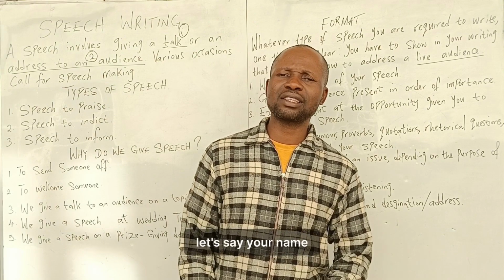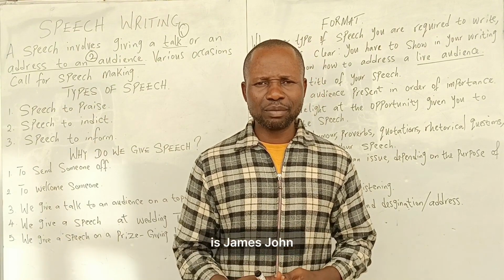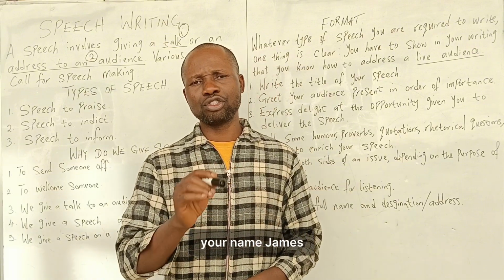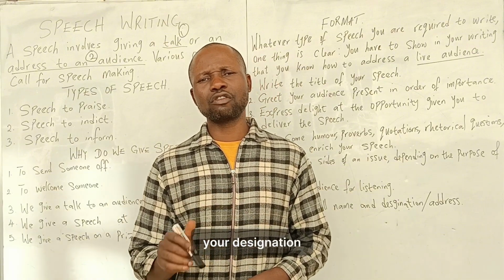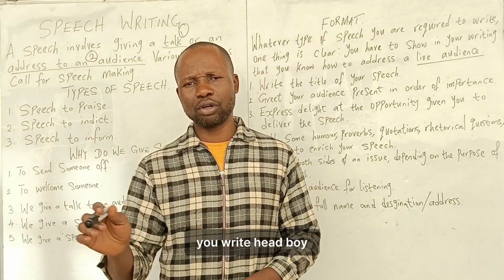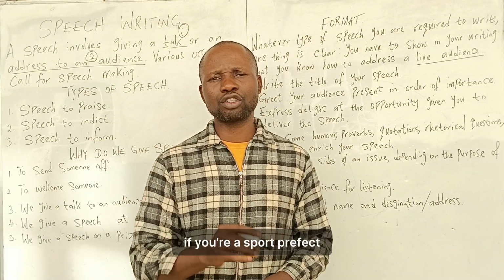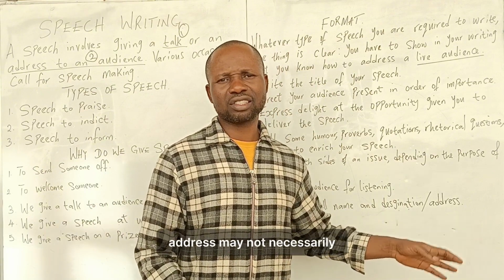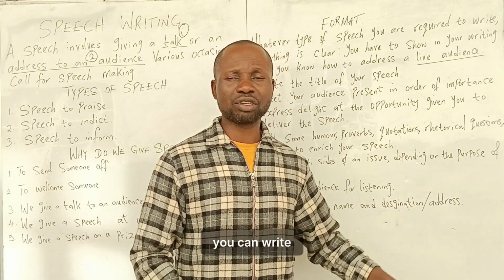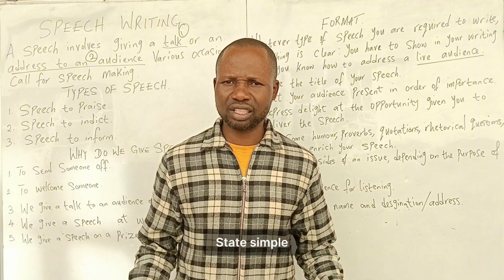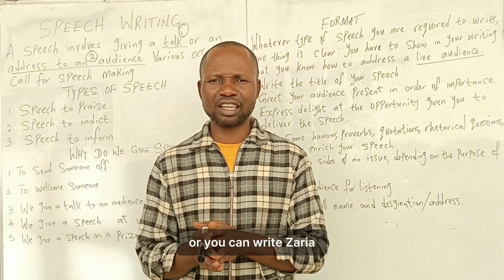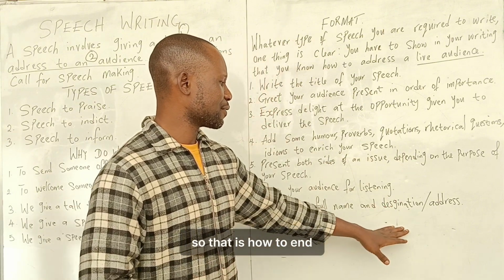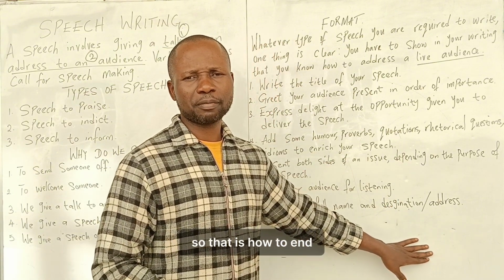So your full name, let's say your name is James John. You mention your name, James John. After that, your designation. If you are head boy, you write head boy. If you are a sport prefect, you write sport prefect. Address may not necessarily be important, but for address, you can write Zaria, Kaduna State, simple. Or you can write Zaria, or you can write Lagos, you can write Abuja. So that is how to end your speech.